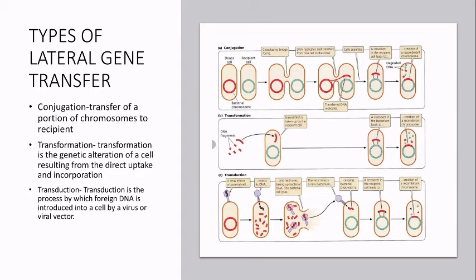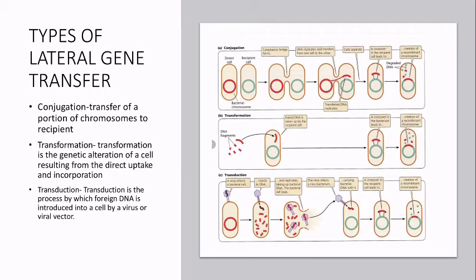As I said, there's three ways of lateral gene transfer: conjugation, transformation, and transduction. Conjugation is a direct transfer of genes between bacteria through conjugation tubes. As you see in this figure, at A you can see two cells and one donor cell donating or passing on a DNA strand to the new recipient cell, causing a complete change in genetic variation in the DNA of the recipient cell.